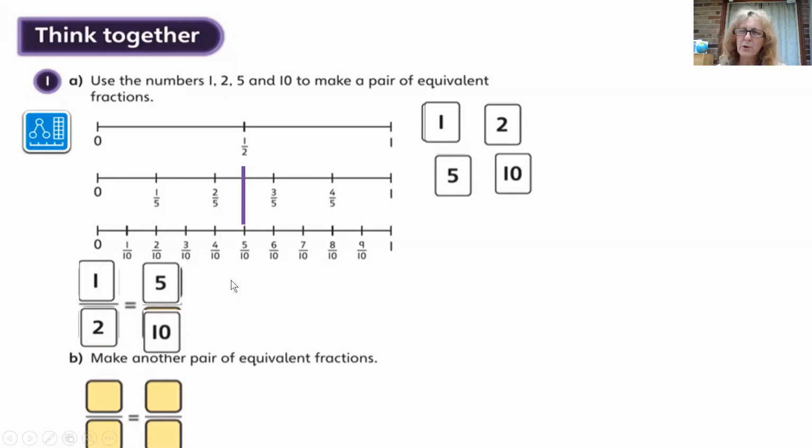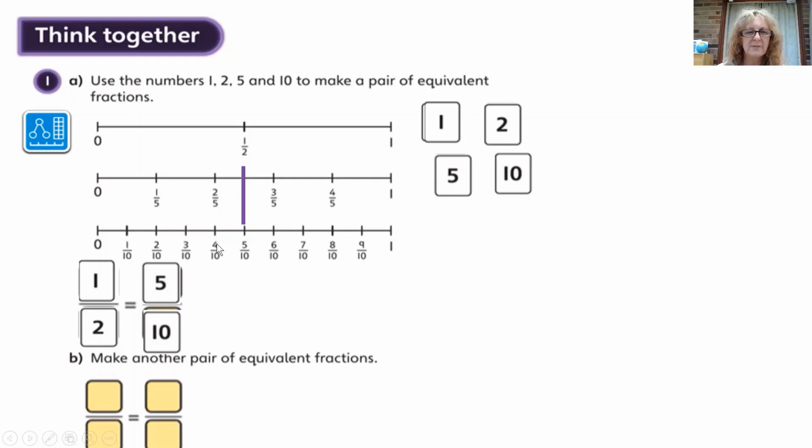What about making some more equivalent fractions with the same numbers, different equivalent fractions? Let's think about what numbers look on my fraction lines, my number lines, to help me see which two match up. Oh, look, those match up: 4/5 and 8/10, because 4 and 4 is 8, 5 and 5 is 10. But I've not got a 4 there or an 8 there, so I can't use that. What about this one then? 3/5 and 6/10, because 3 and 3 is 6 and 5 and 5 is 10. So they would be equivalent, but I've not got a 6 there. So if I go here, will this one work?